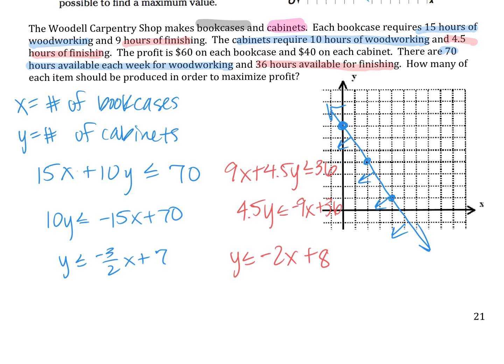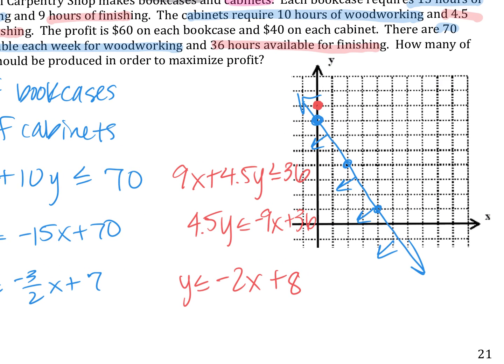But so we're going to start up 8, and before we just started up 7. So I'm going to start up 8, and then my slope is down 2 over 1, down 2 over 1, down 2 over 1. Do they intersect at a perfect point? Yes, they do. And then if we're shading less than that, aren't I going to shade in the same direction?